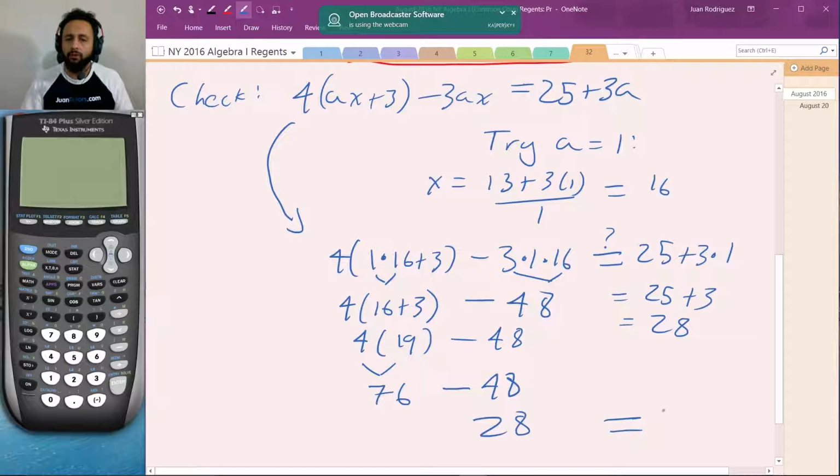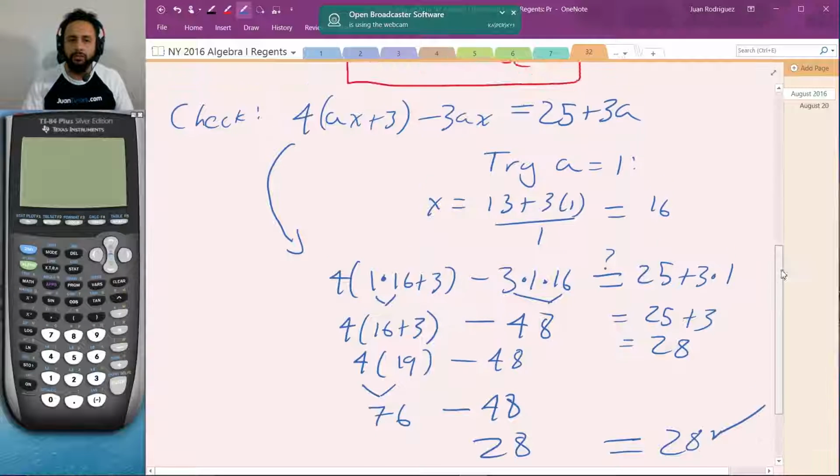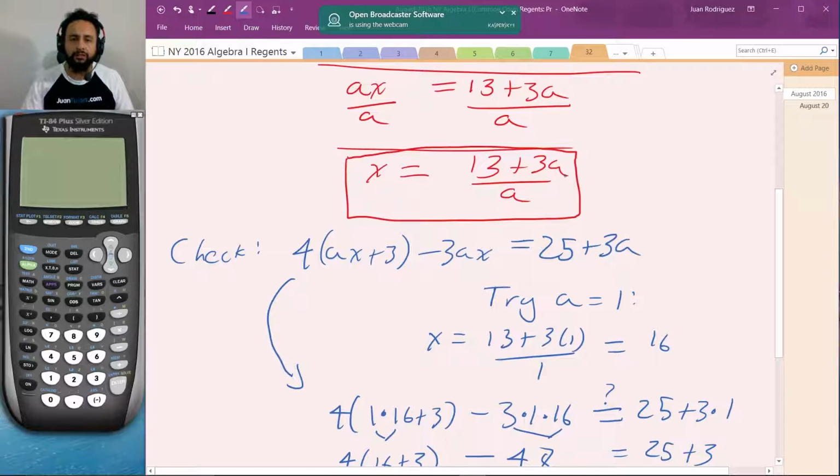Equals 40. After all, 48 plus 20 is 68 plus 8 is 76. Good. 28 equals 28. So this is a very valid check, and the answer is correct. So this is our answer. X equals 13 plus 3a over a, and they accept that answer.